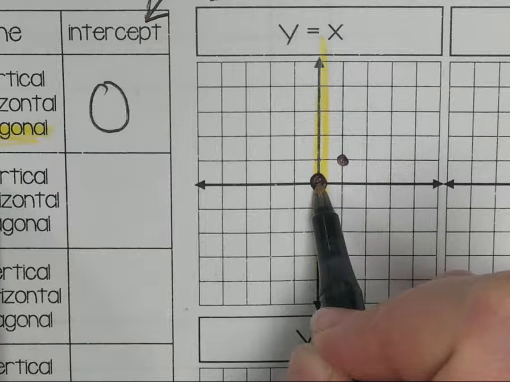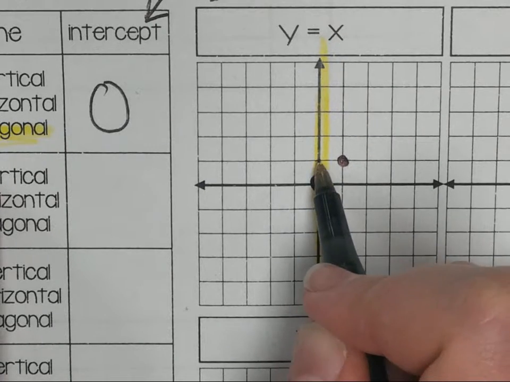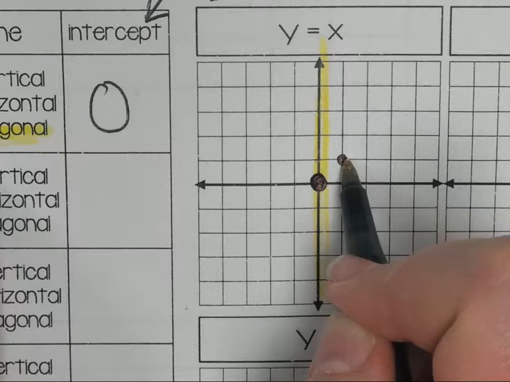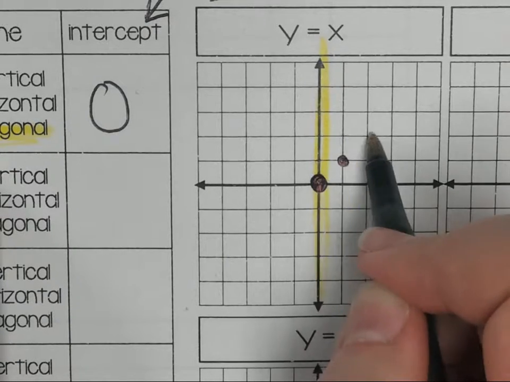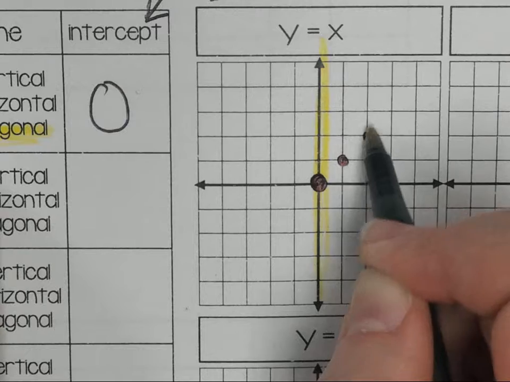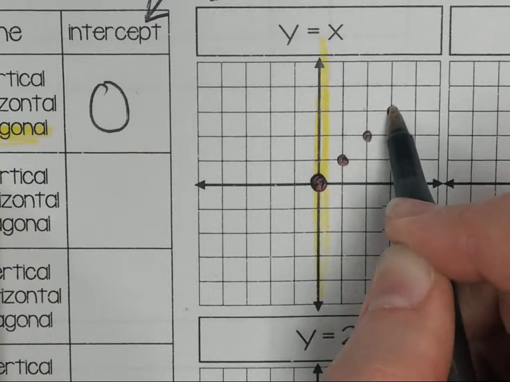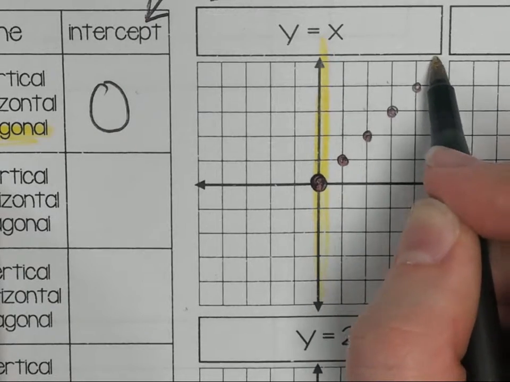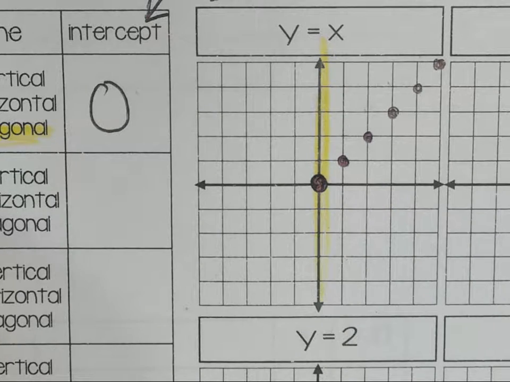Yeah, so our slope tells us how the line moves. From this point, it's going to move up and over 1. And I can keep going. From this point, I can go up and over 1 and get another point. And we can keep going and going and going. I would do at least 3 just to make sure y'all get the hang of it.